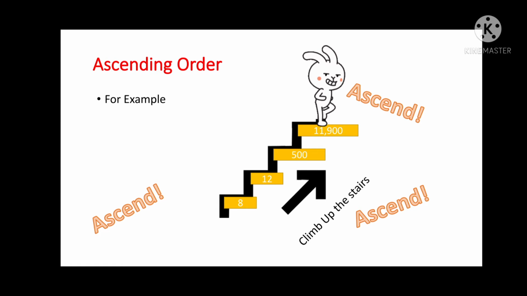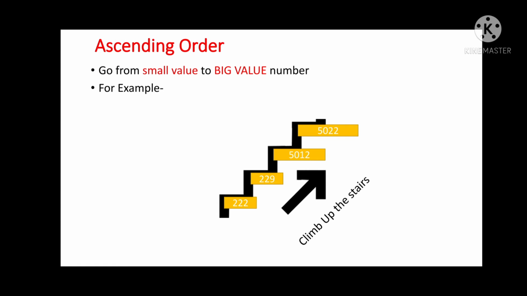Here, the bunny climbed up the stairs, again from the smallest value, that was 8, then 12, then 500, to the highest value, the biggest value. Over there, it's 11,900. So this is how we do the ascending order. We ascend, or we climb up, or let's say we go from small to big. We go from small value to big value number.